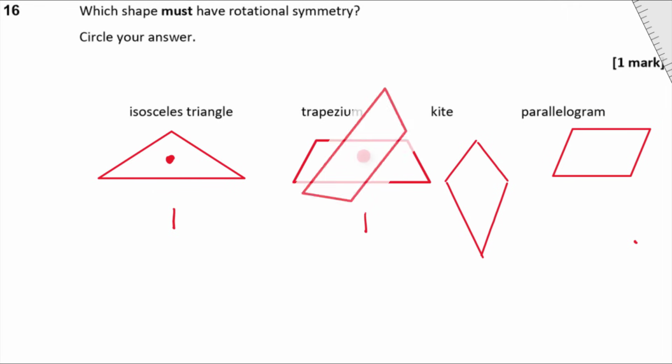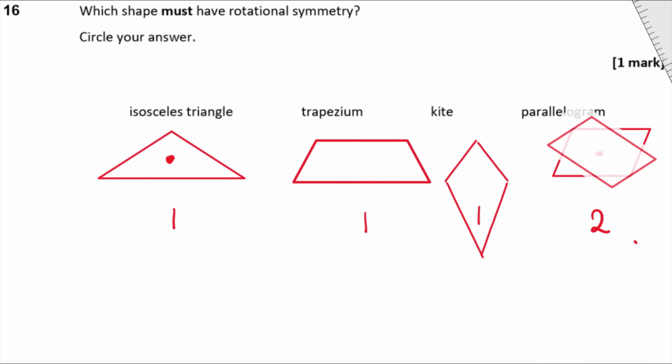Same with the trapezium, same with the kite. Parallelogram though is going to have rotational symmetry of order 2. It's going to look the same upside down as it is the right way up. Okay, so which one must have rotational symmetry? It must be the parallelogram.